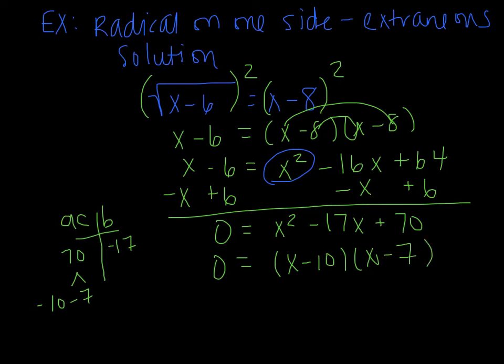I have my solutions. I set each factor equal to 0 and solve them. I'm going to skip that step. I've got x equals 10, and I've got x equals 7. Now at this point we need to check to make sure both of these are valid solutions. So we're going to plug them into the original equation and see what happens.